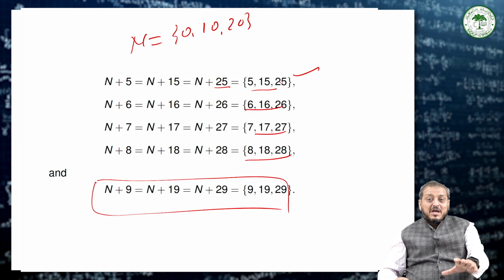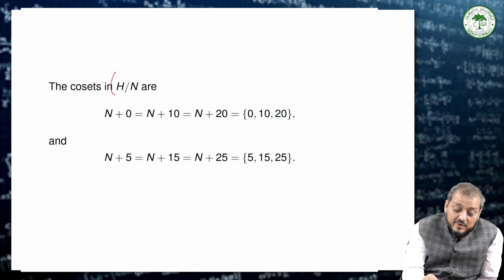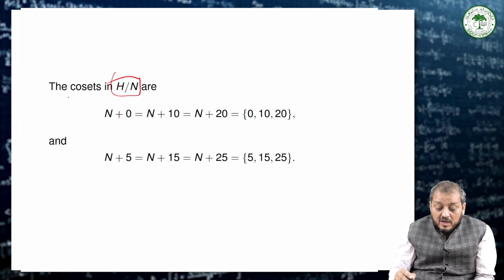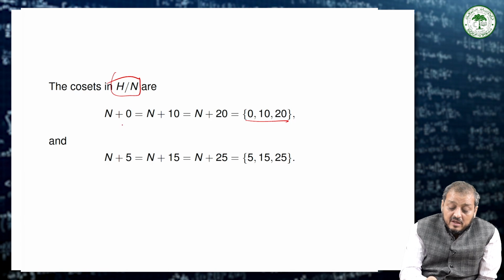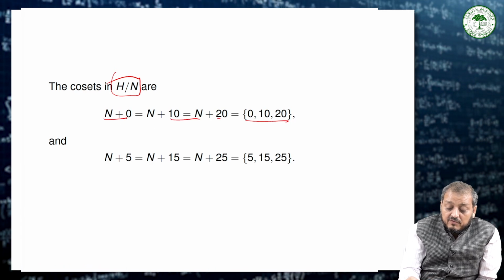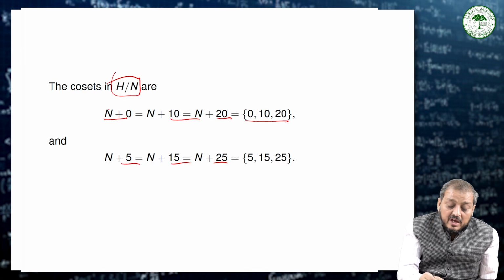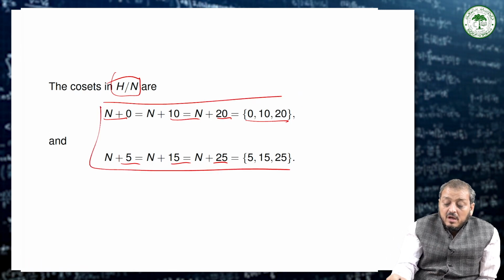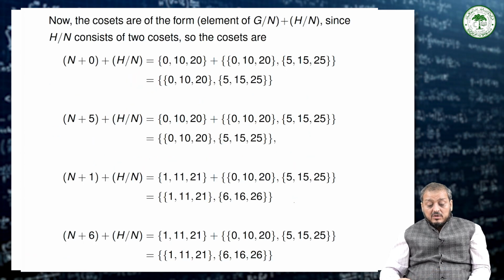And now we have the cosets of H by N, inside G by N. Now you can see that N is equal to 0, 10, 20, and H will be 0, 10, 20, 5, 15 and 25. So H by N has only these two cosets in this form.